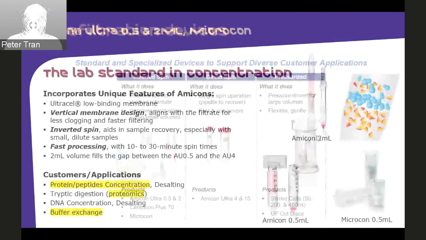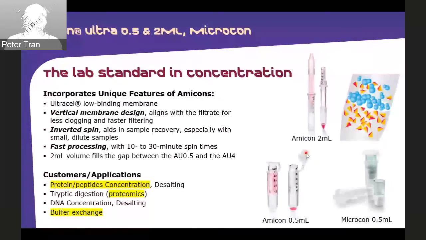Okay, let's go to the 0.5 and 2 mL ultrafiltration filters. They call them Amicon and Microcon. The key design of Amicon is the vertical membrane design. So there's a dead-stop volume at the bottom, so you never get your sample dry. But the Microcon comes with a horizontal membrane design. So depending on your application, when you want to do proteomic tryptic digestion, for example, you want to remove all the liquid before digestion, you want to choose Microcon. But with Amicon, you want to use it for buffer change or just to remove contaminants.